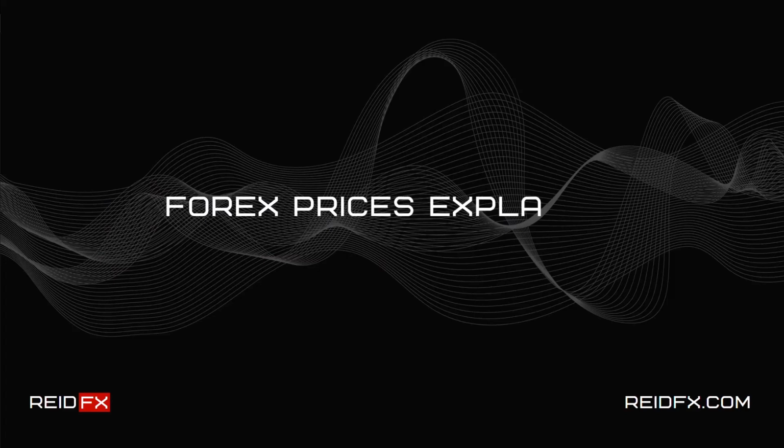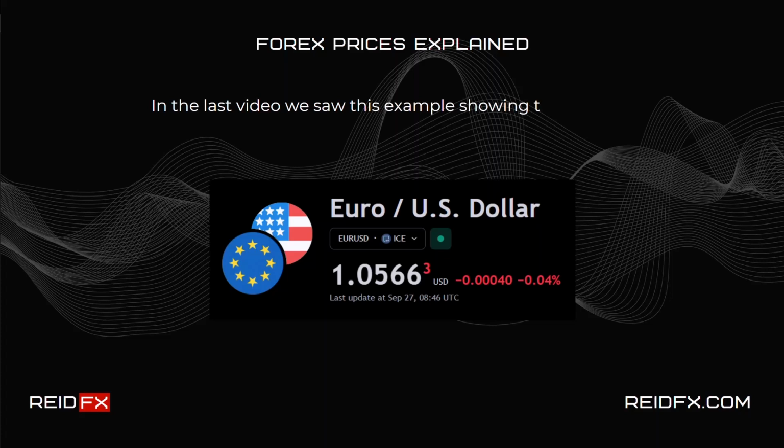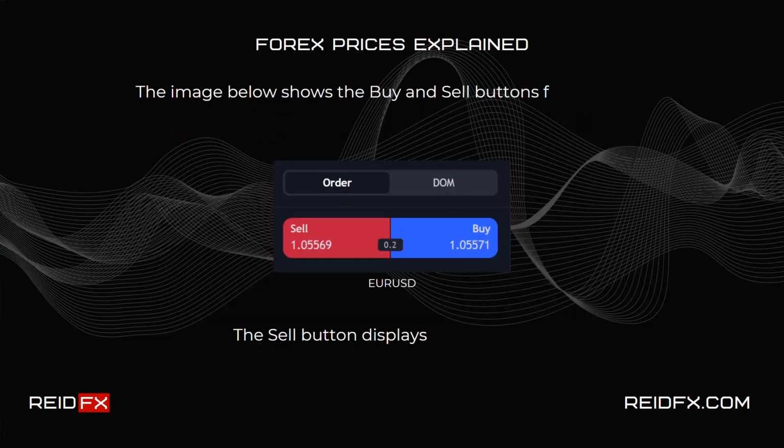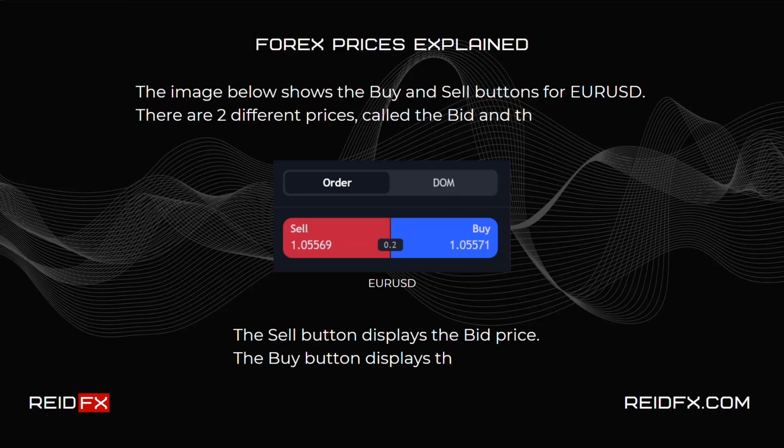So in this video I'm going to explain what Forex prices are and how they work. In the last video, we had a look at the Euro US dollar and we saw a single price, but your broker is actually going to give you two prices. Now the image below shows the buy and sell buttons for Euro US dollar, and you can see there are two different prices. One is called the bid price and one is called the ask price.